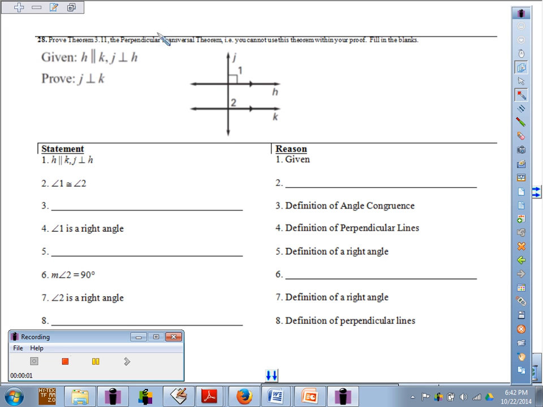We're going to prove theorem 3.11, the perpendicular transversal theorem. So we can't use this within our proof. So we look at our given. H is parallel to K and J is perpendicular to H. That's a given. We've got that taken care of.